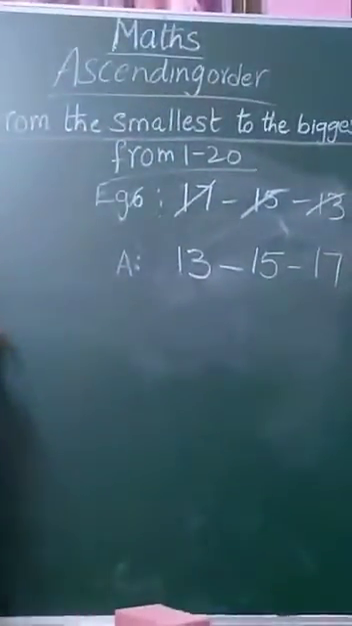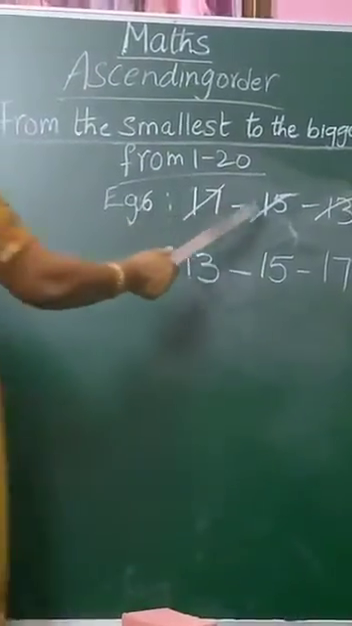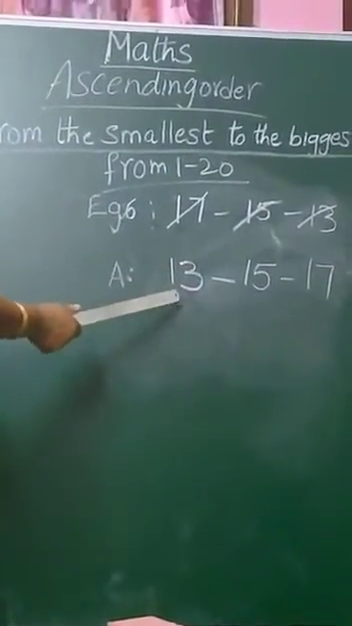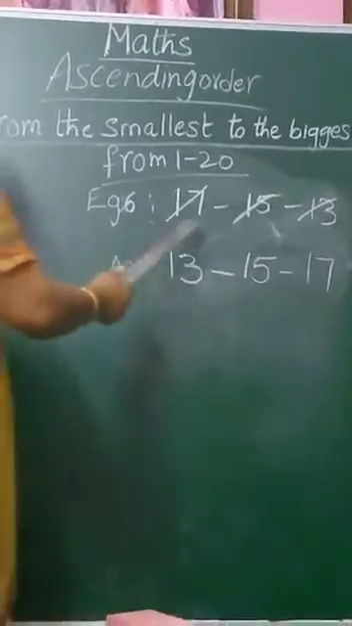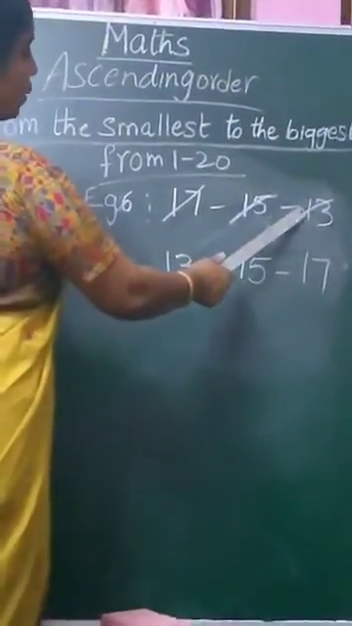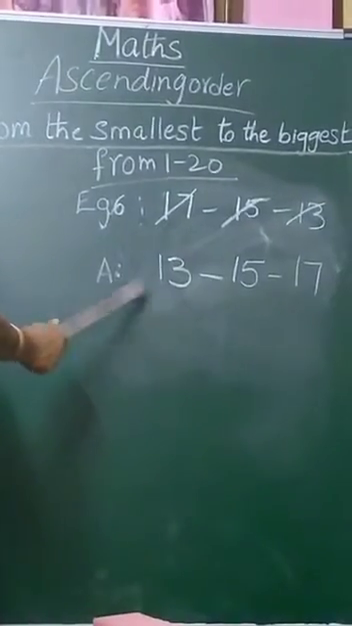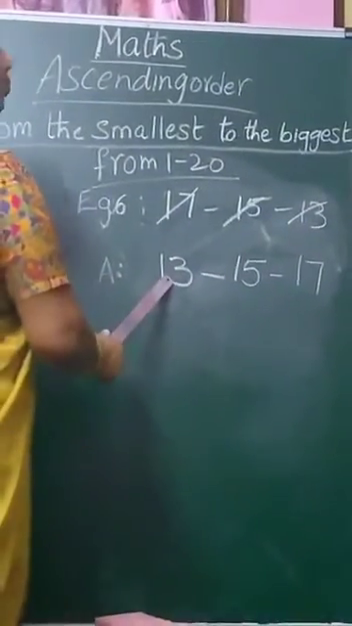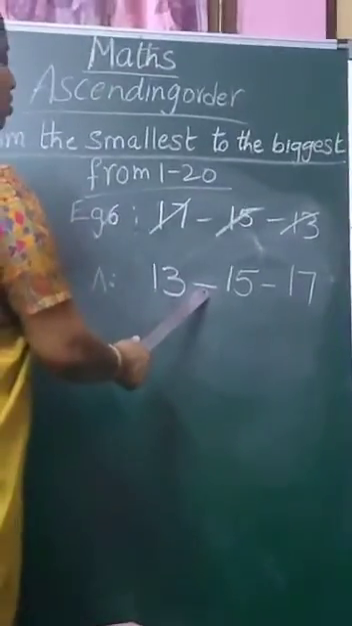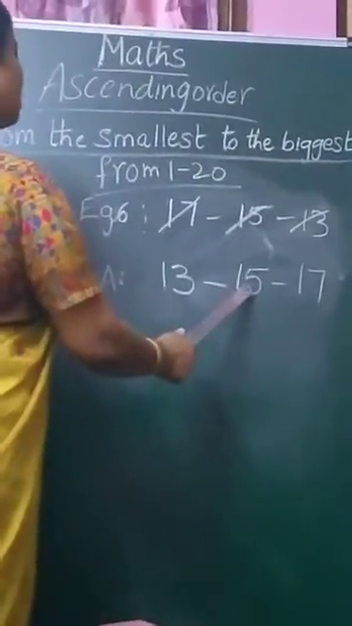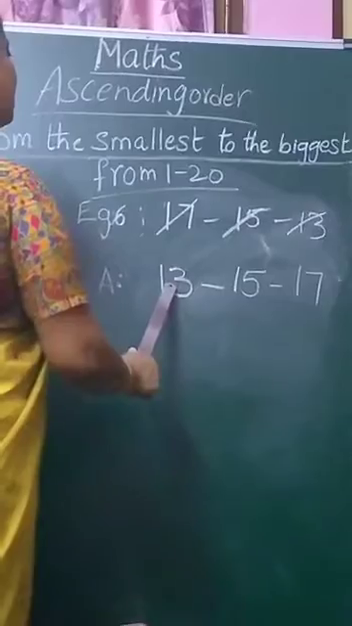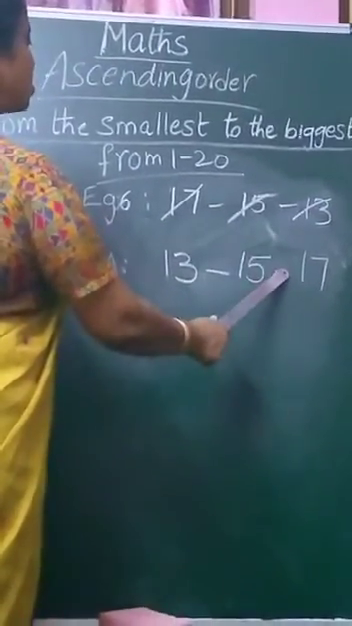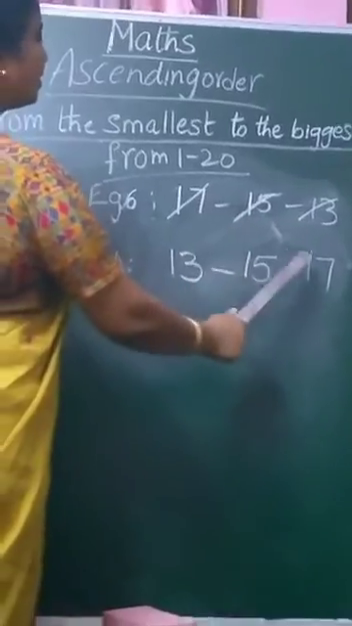Once again, I'll explain you children. Here 17, 15, 13. So 13 is the smallest number. Okay? Why? Because 1 to 12 numbers are not given. So I wrote it as the 13 smallest number. Then after 14 is also not given. I wrote it as 15 little bigger than smallest number. Then after 16 is also not given here. 17 is the biggest number.